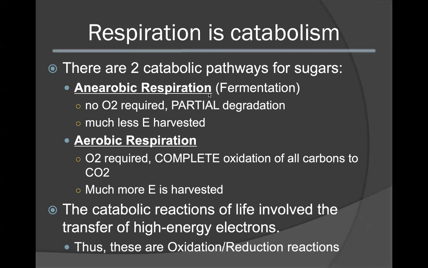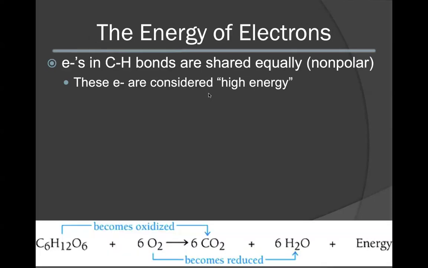These catabolic reactions, when we talk about them releasing energy, we are going to be talking about them in the form of high energy electrons. So this energy is going to be transferred between these reactions by the movement of these electrons. And this is going to be done through a series of oxidation reduction reactions. Let's take a look at the energy that can be in the form of electrons.